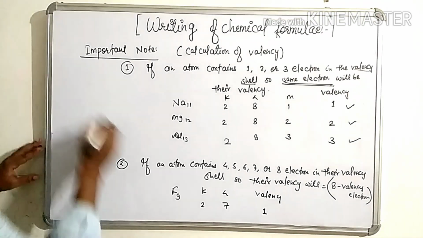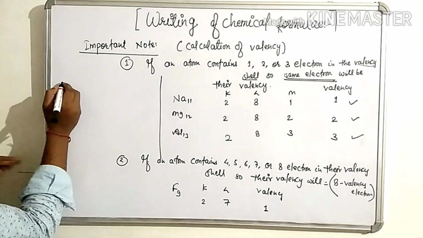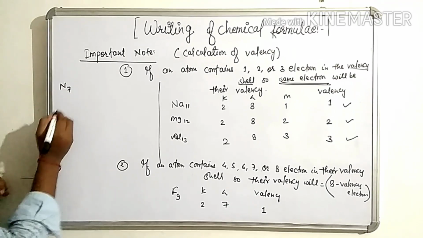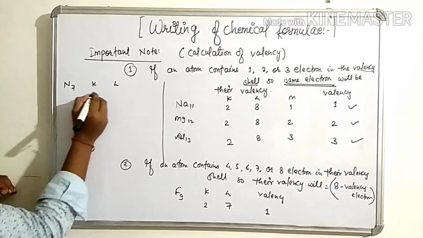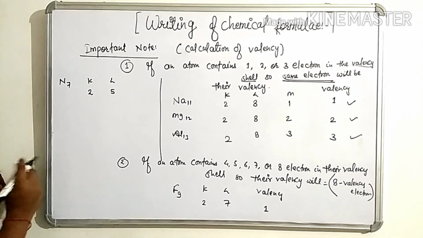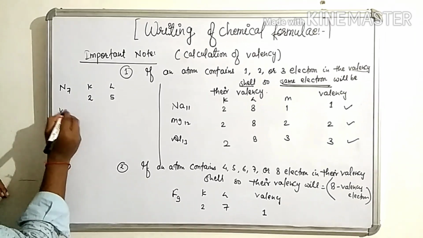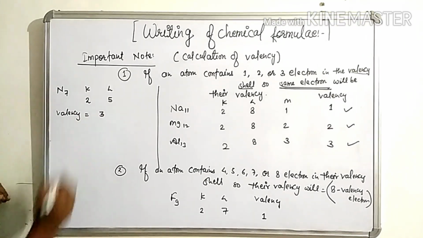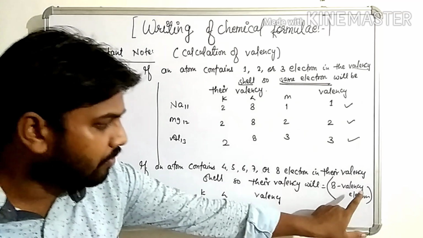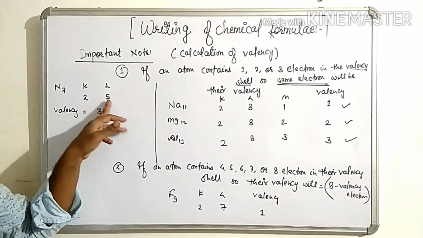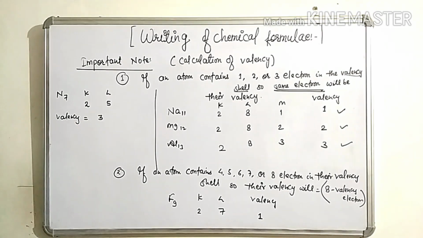Another example you can see, children: nitrogen, atomic number 7, K, L: 2 and 5. What will the valency be, children? Valency will be 3, because we have to subtract the valence electrons from 8, meaning 8 minus 5 is 3.